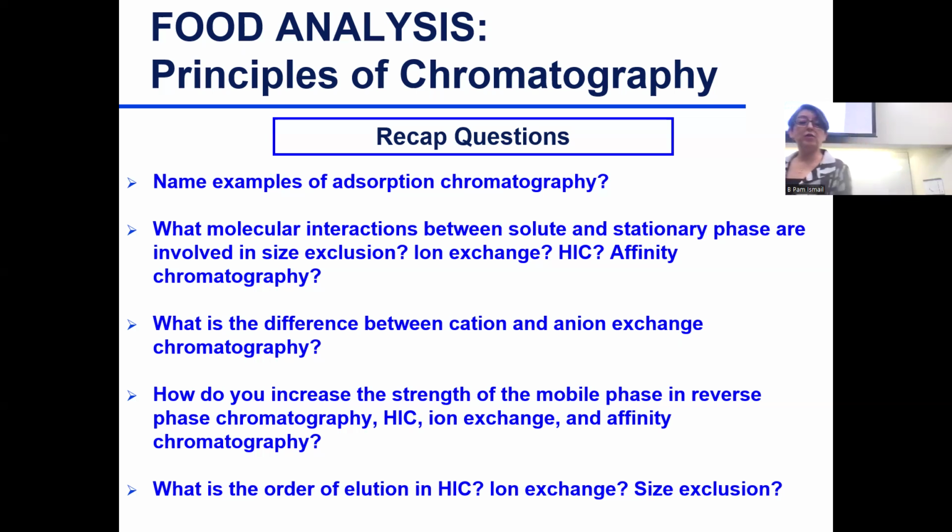So what's the difference between cation and anion exchange chromatography? Exactly. So in cation, what are the ions? Positive. And then the stationary phase will be negatively charged. So the naming follows the ions we're exchanging or separating. And in anion, we are exchanging negatively charged ions.